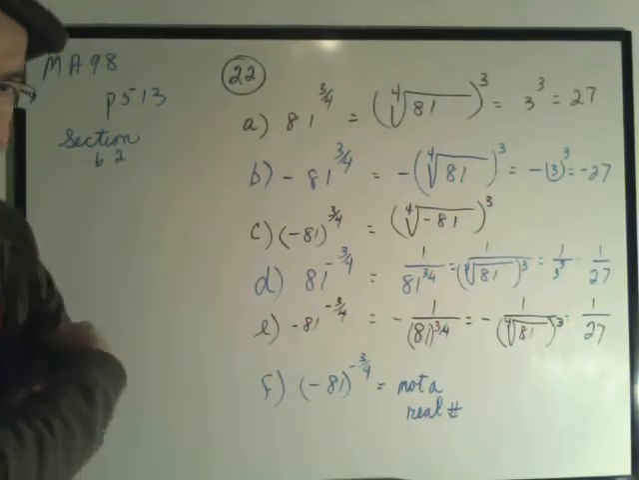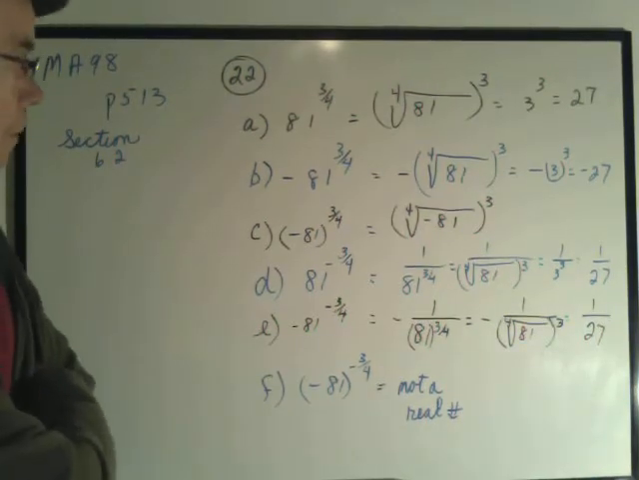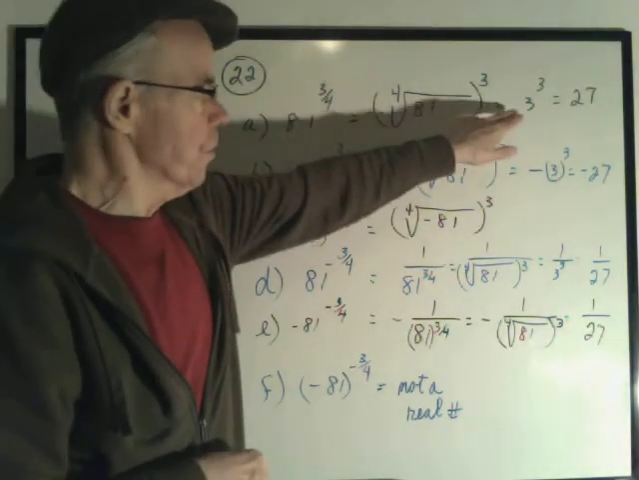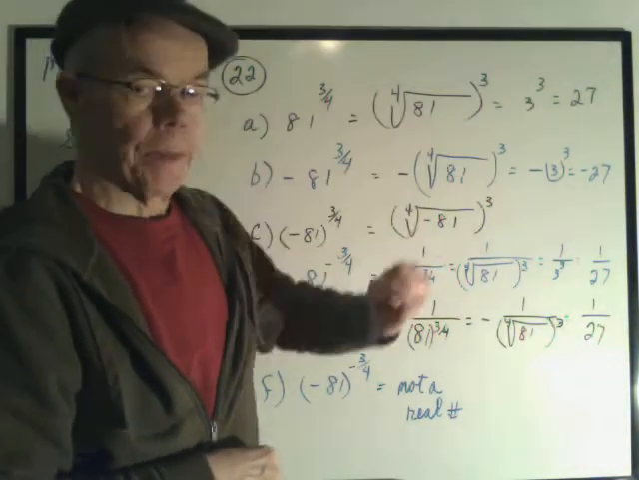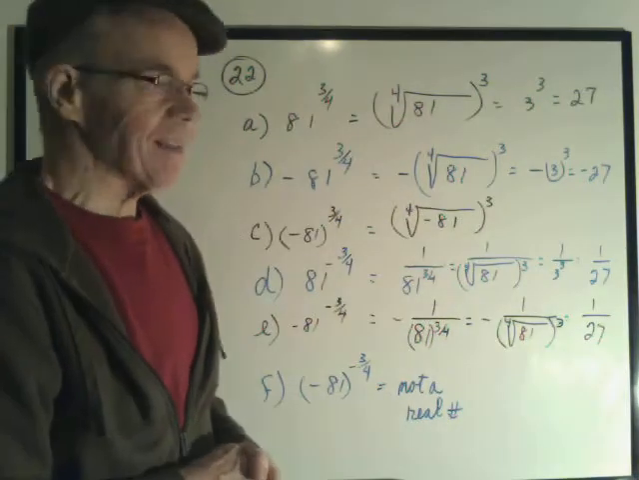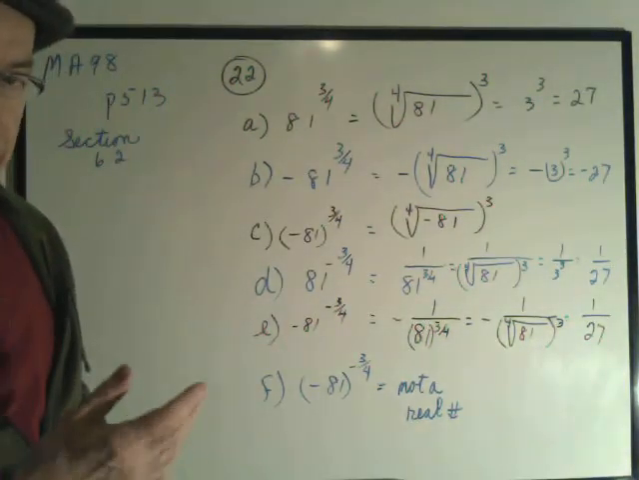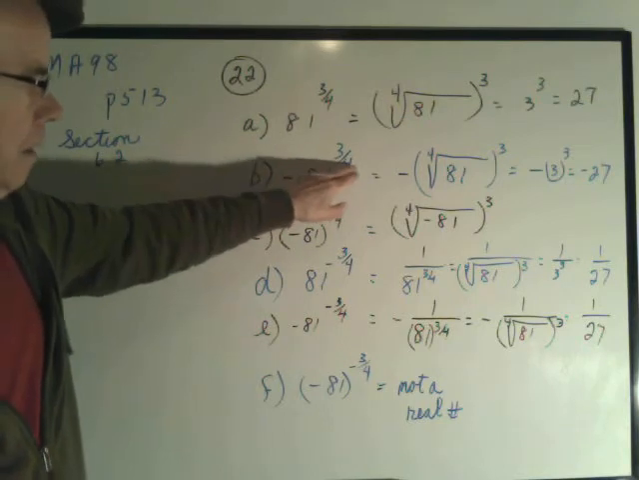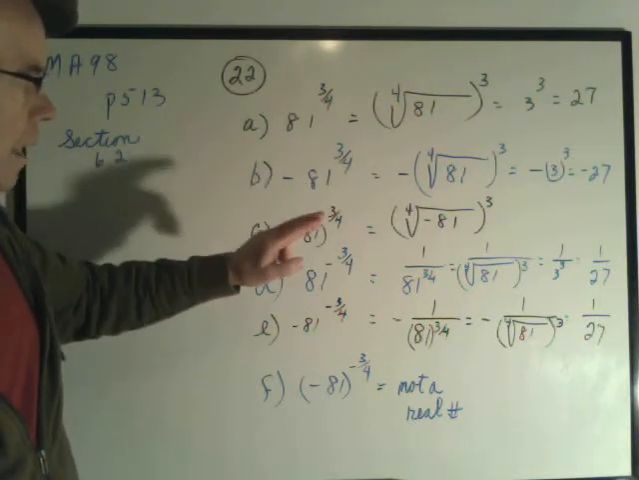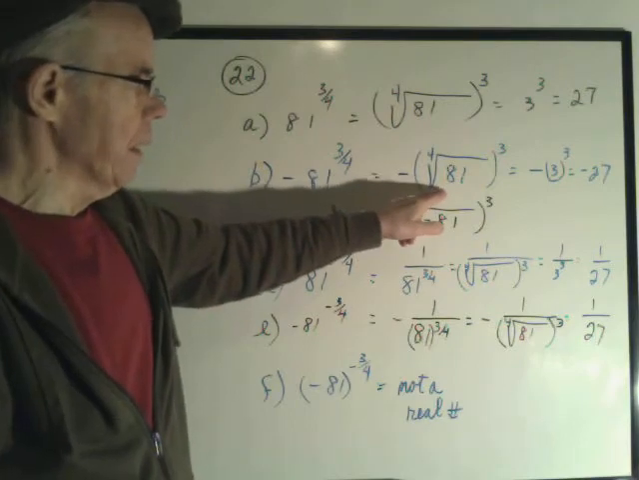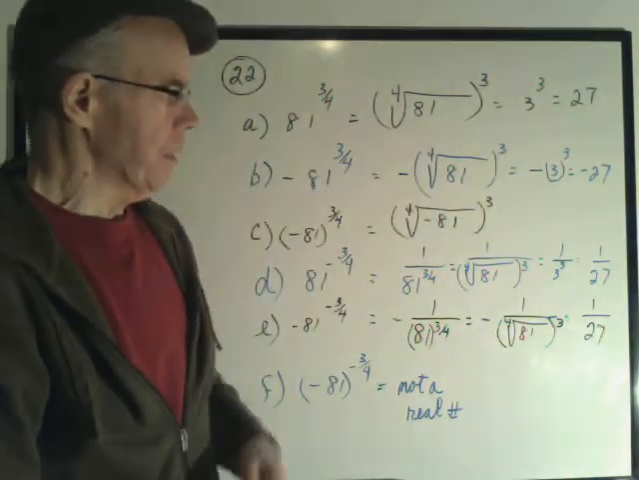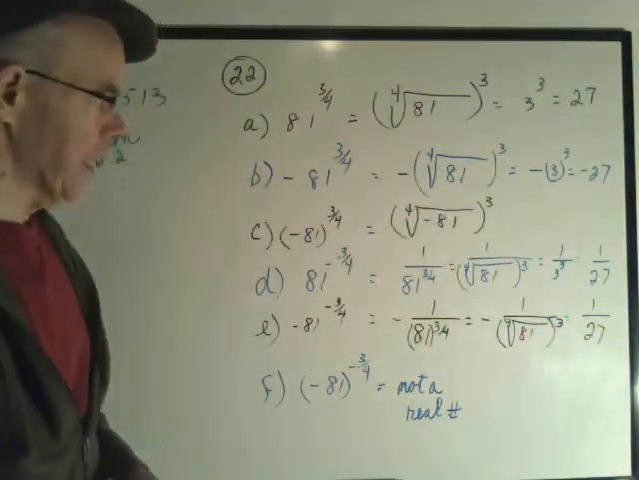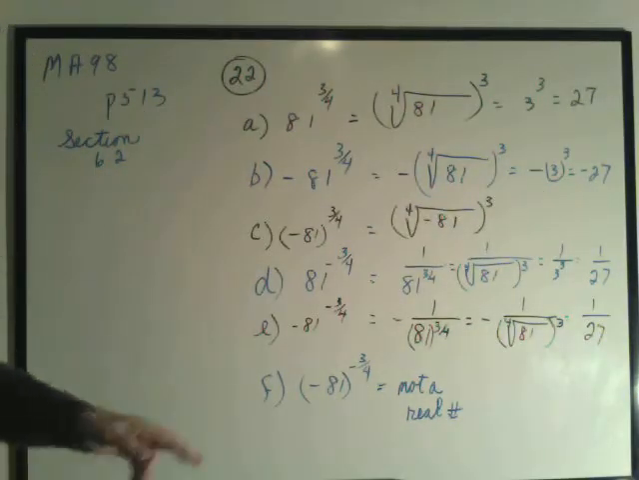All right. So 81 to the 3/4, this tells me the index is 4. The 4th root of 81 is 3. This tells me I'm going to cube it. So I'm going to get 27. 3 times 3 is 9, times 3 is 27. This negative sign here, the exponent does not apply to the negative sign. So you write it this way. You're going to end up again with 3 cubed, which is going to be 27, and you've got to bring over the negative sign.